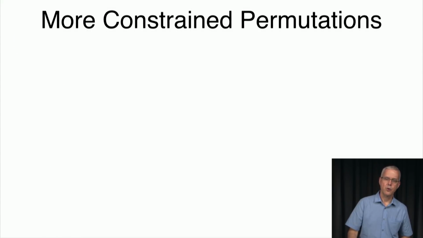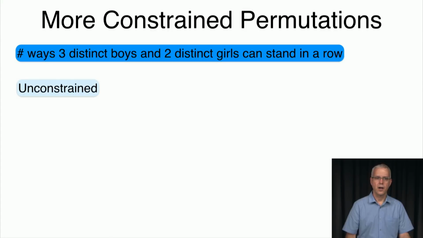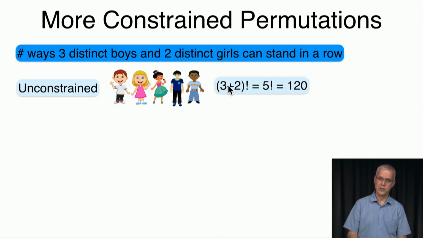Okay, now let's look at more additional constraint permutations. So how many ways can you organize 3 distinct boys and 2 distinct girls in a row or in a line? So if there are no constraints, then you have these 5 kids, 3 boys and 2 girls, and you can organize them any way you want. So together we have 5 kids, and we want to arrange them. So there are 3 plus 2 factorial, or 5 factorial, or 120 ways.